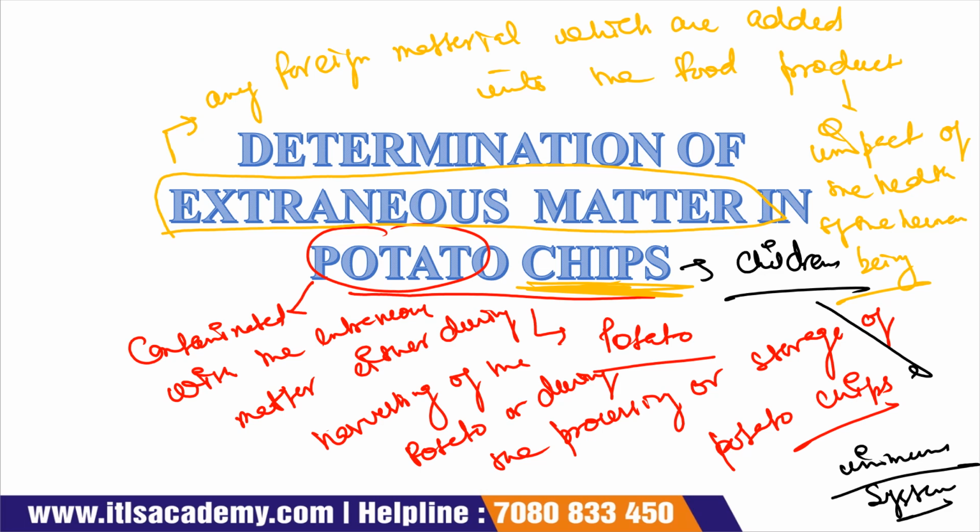Examples of extraneous matter are filth, insects, or rodents. Anything which is not an ingredient of the food product, but gets added into it or contaminates it, is called extraneous matter. Now come to the next slide.